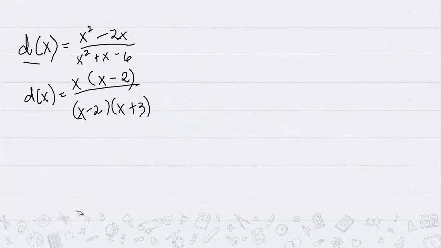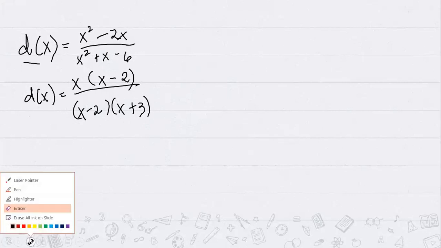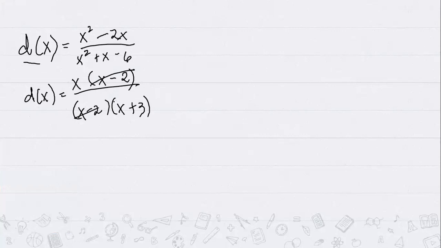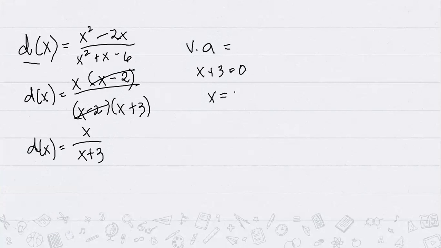May makakancel, wala? Yes po. Meron po, sir. Okay, so ano yon? X minus 2. So ano yung matitira? D of x is equal to x over x plus 3. Okay, kunin si denominator, kasi kukunin natin yung vertical asymptote. So that would be x plus 3 equals 0. X is equal to negative 3.